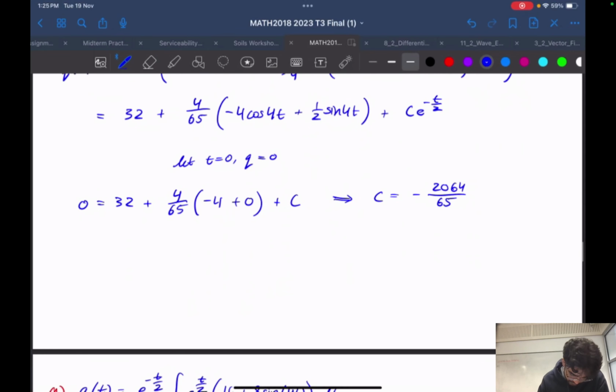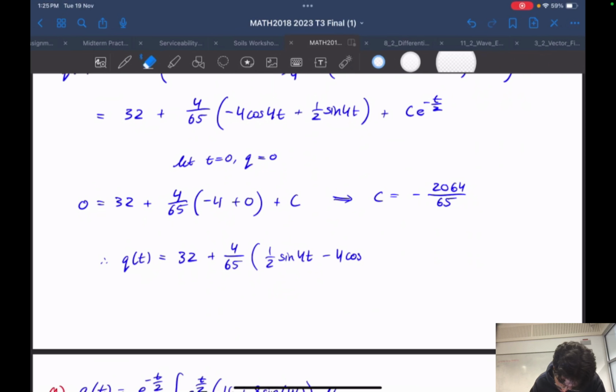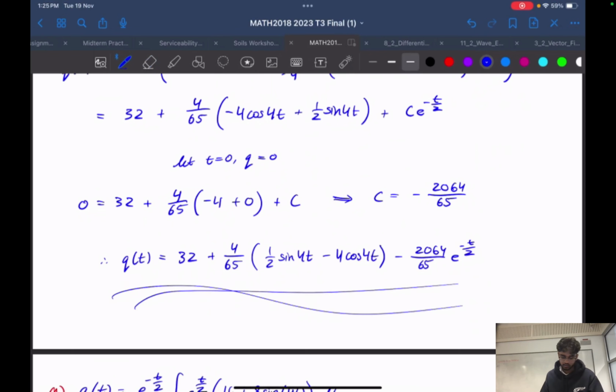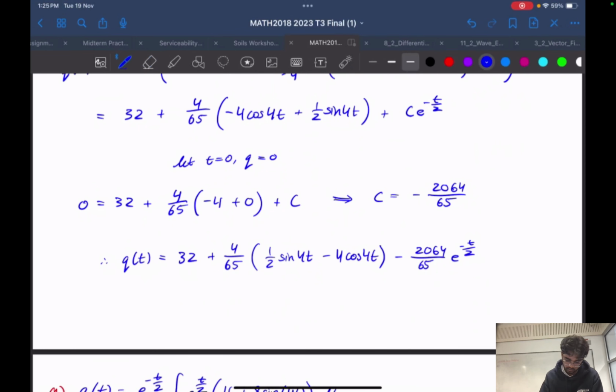And therefore Q of t is equal to 32 plus 4 over 65, a half sine of 4t minus 4 cos of 4t, plus minus 2064 over 65 e to the power of minus t over 2. Yeah, it should be like this. Okay, that's an ODE question done.